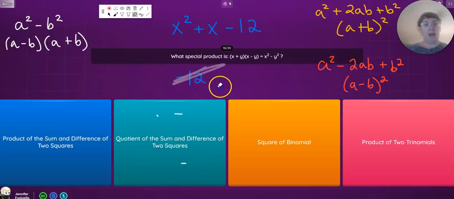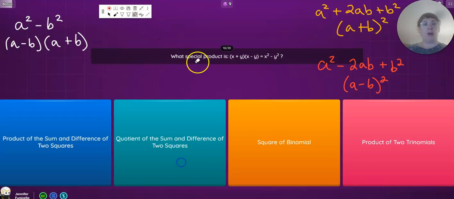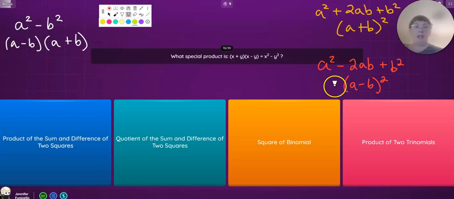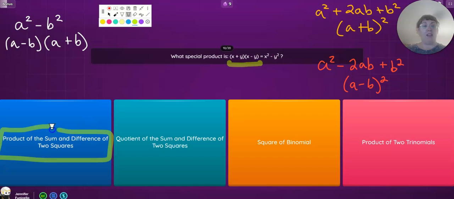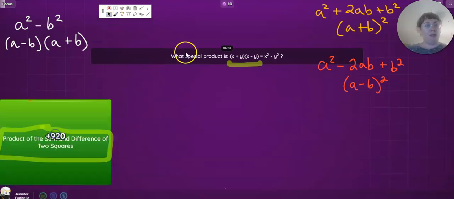Clear the board up. What is the special product? What special product is x plus y times x minus y, which is equal to x squared minus y squared? So this is the difference of perfect squares. So the special product in the front is the product of the sum and the difference of 2 squares. So we're going to choose that first option. Beautiful.